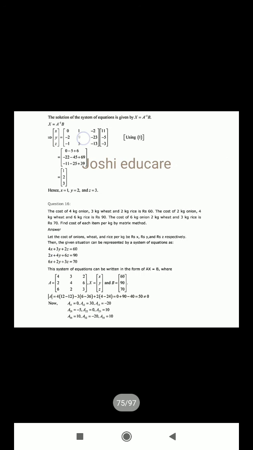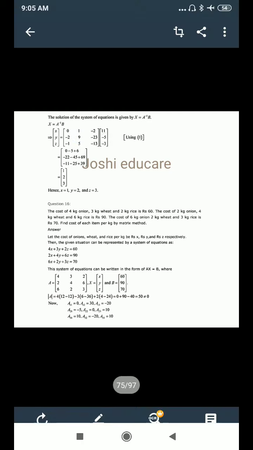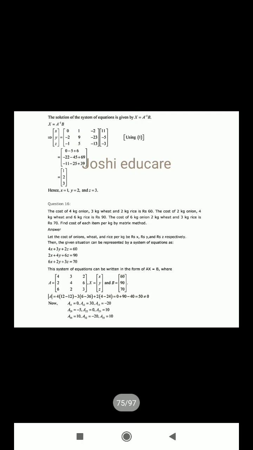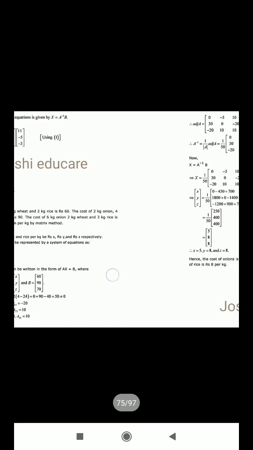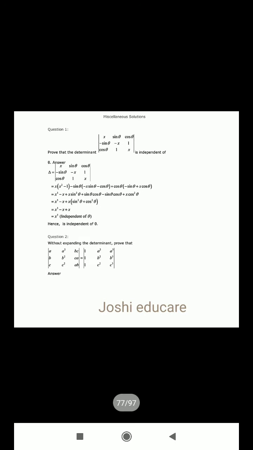So I have replaced this value. Now you multiply both right hand side, and in this way you can get the value of x, y and z. So in this way we will be able to solve this question also.